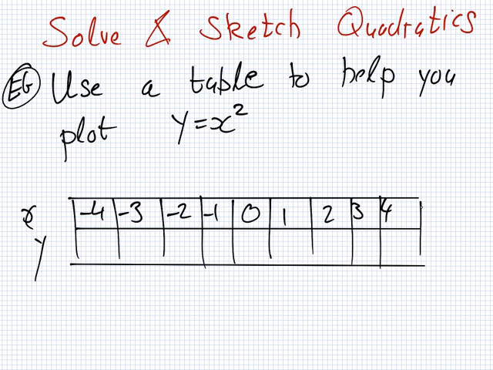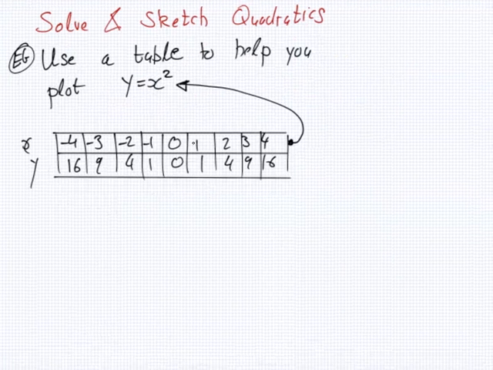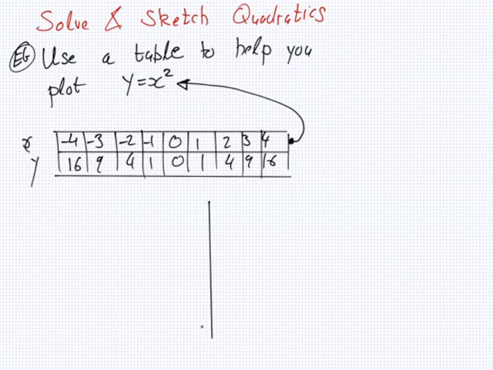So what you do is you take these x values and put them in to get the y values. So this will be 16, 9, 4, 1, 0, 1, 4, 9, 16. And then you can put these points on a graph. So nothing special here.